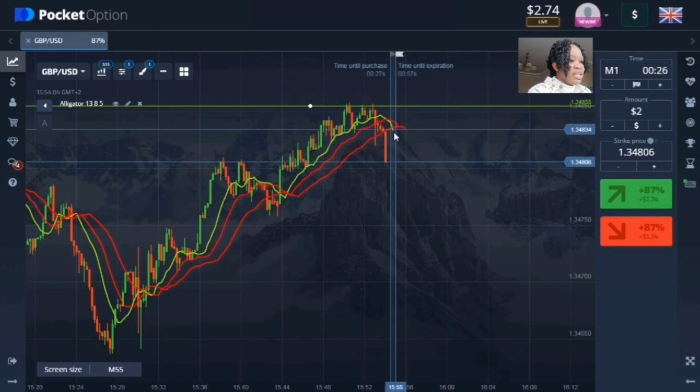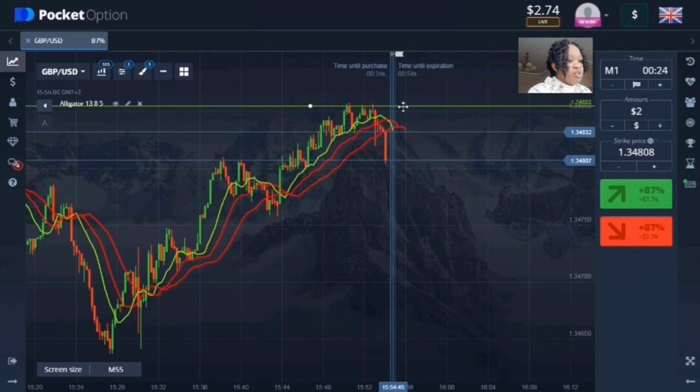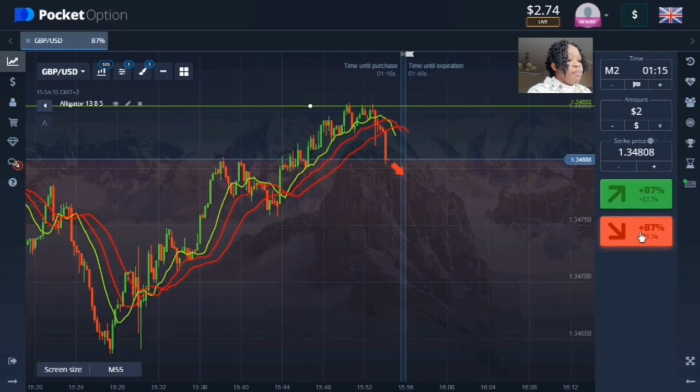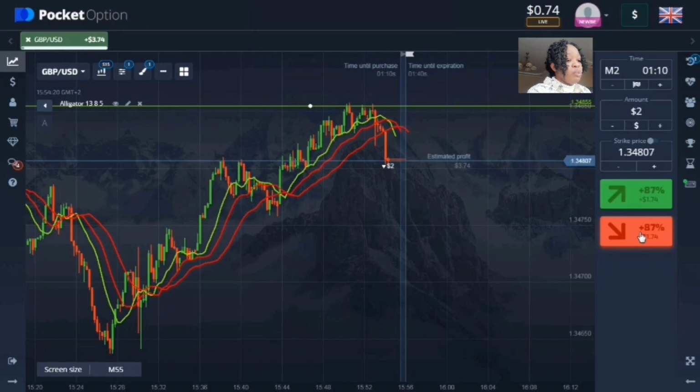So guys, we can see that there has been a good downtrend. The price reached this resistance level, and at this moment a reversal is beginning. Our indicator also suggests the same, and I think that there will be a pullback down. So let's open a trade down for 2 minutes, and let's wait and see.